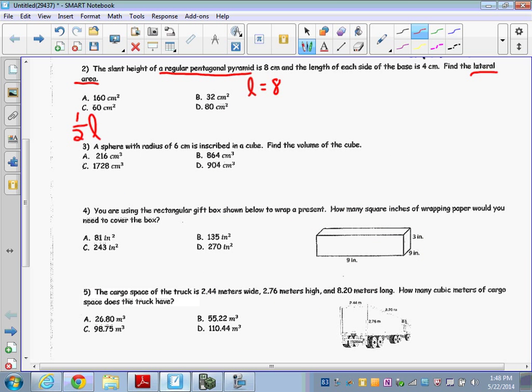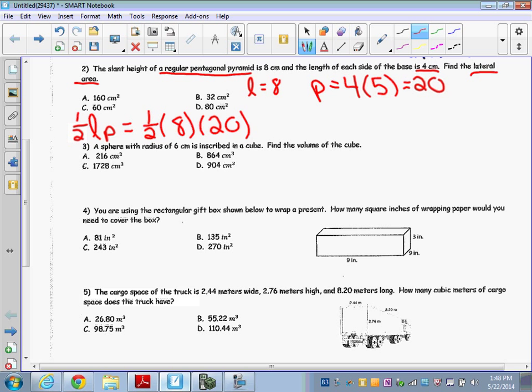So we have 1/2 LP. I already have L, I have to find P. Remember, P is the perimeter. So if each side is 4 and it's a pentagon, that means 4 times 5 is going to be my perimeter, which is 20. So whenever I substitute everything, it's going to be 1/2 times 8 times 20. So you plug that straight into your calculator, and you get the correct answer of D, 80 centimeters squared. Let's take a look at number 3.